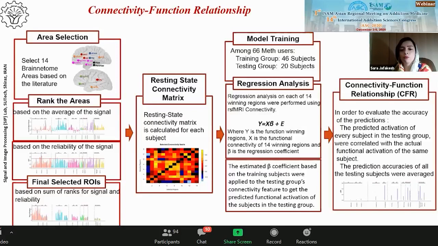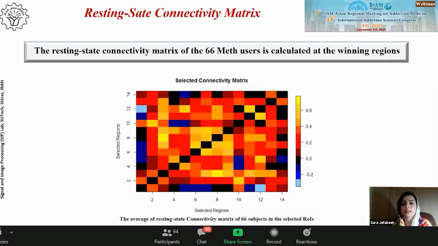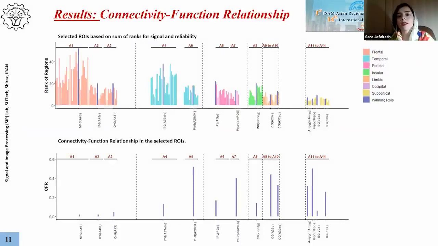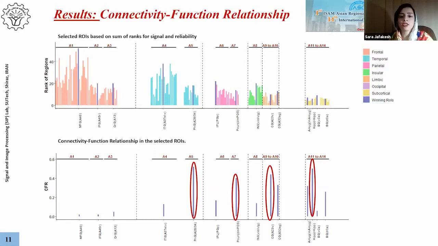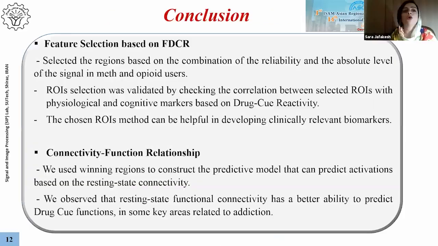This is the connectivity matrix, the average of 66 meth users. And the connectivity matrix is the connection between the BOLD signals of these 14 winning regions. And these are the results of our functional connection relationship. As we see here, our method has the ability to predict drug activations in some regions like parahippocampus, hippocampus, and anterior cingulate cortex, and in some other regions, it has not a very powerful prediction.